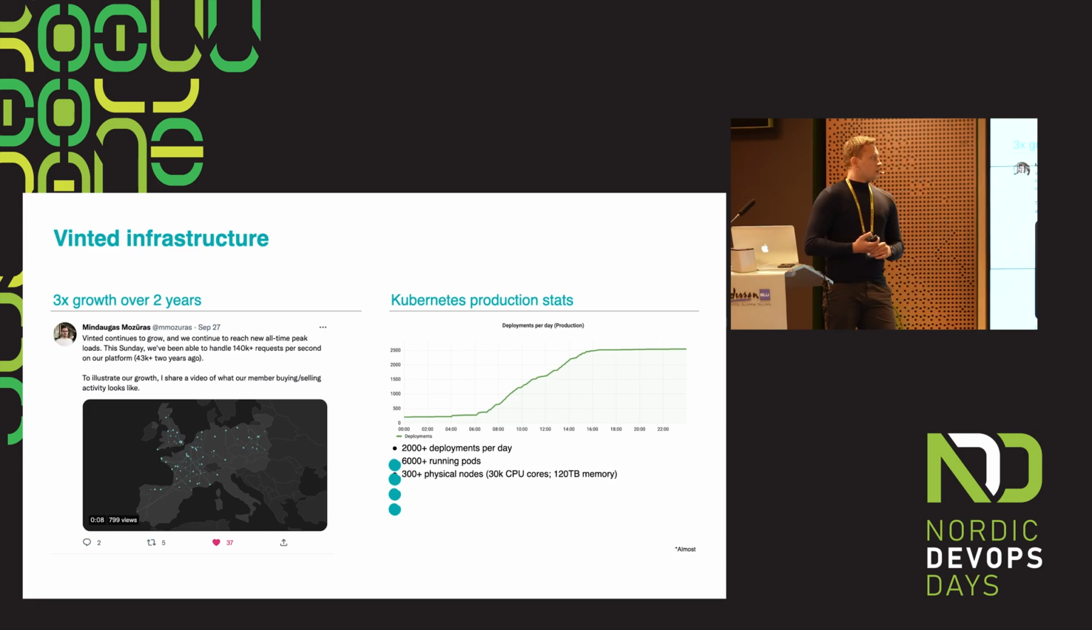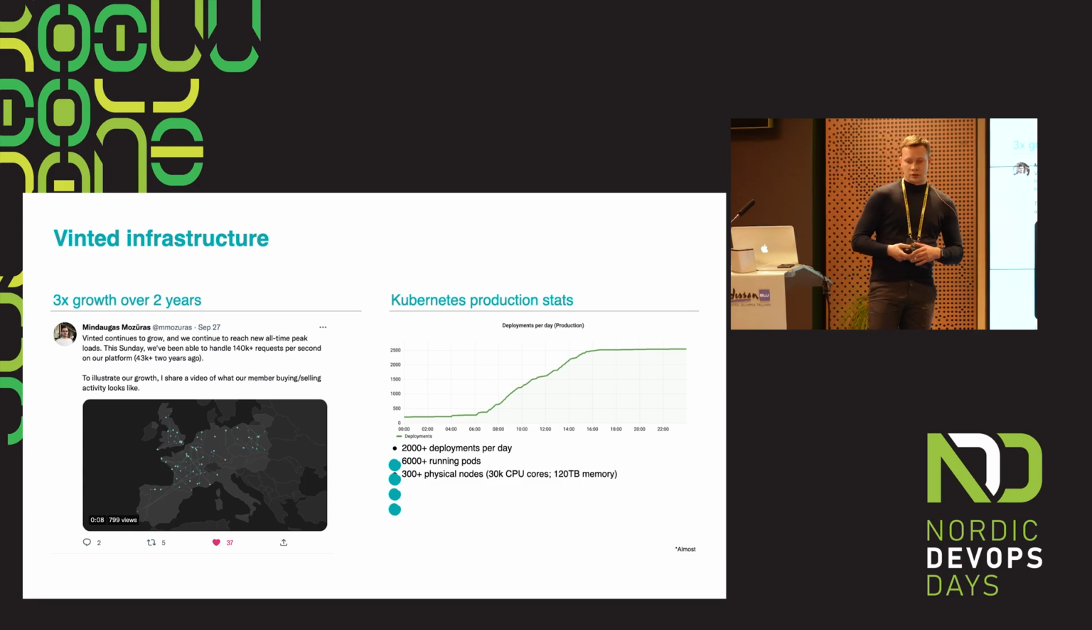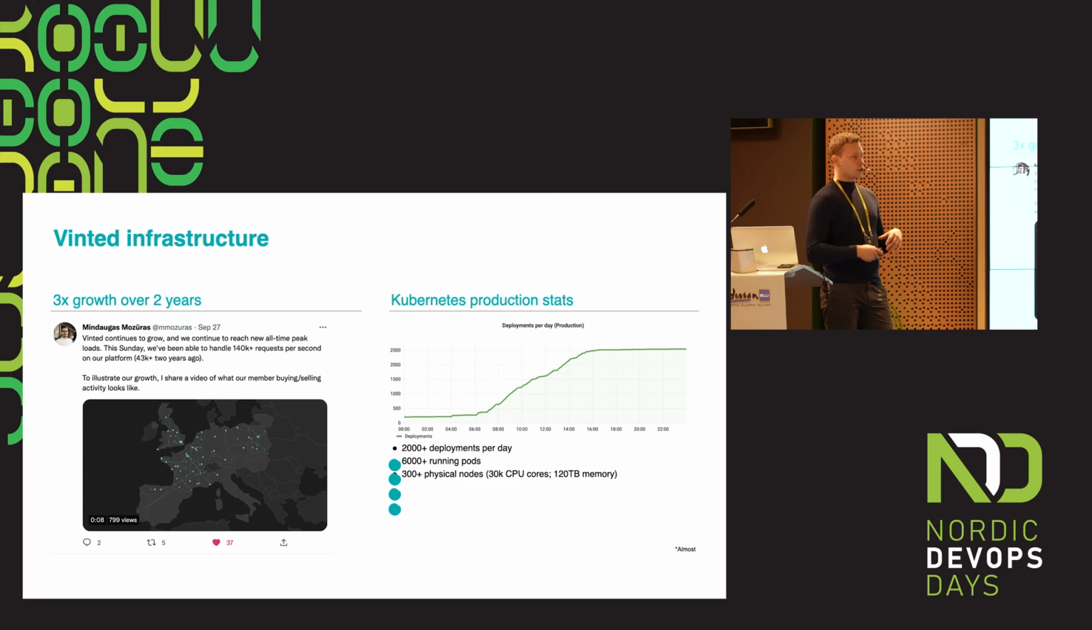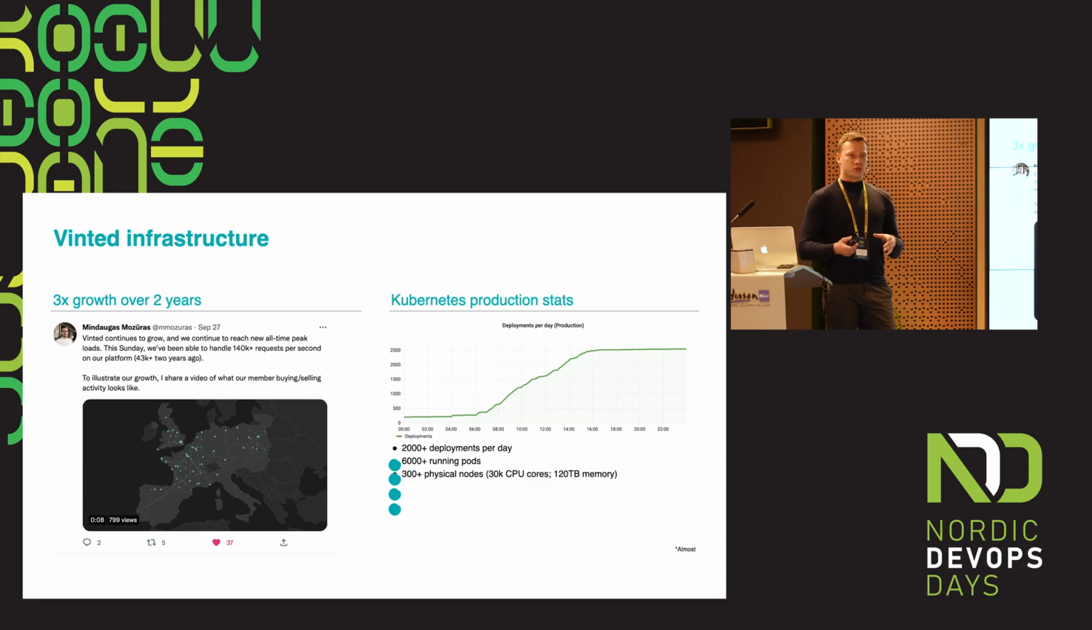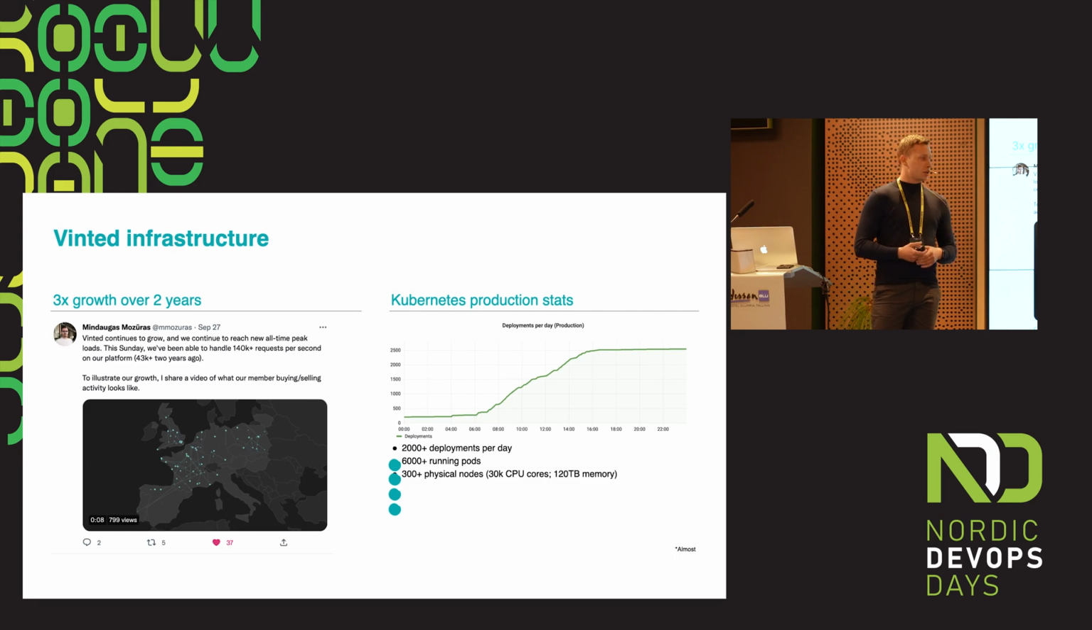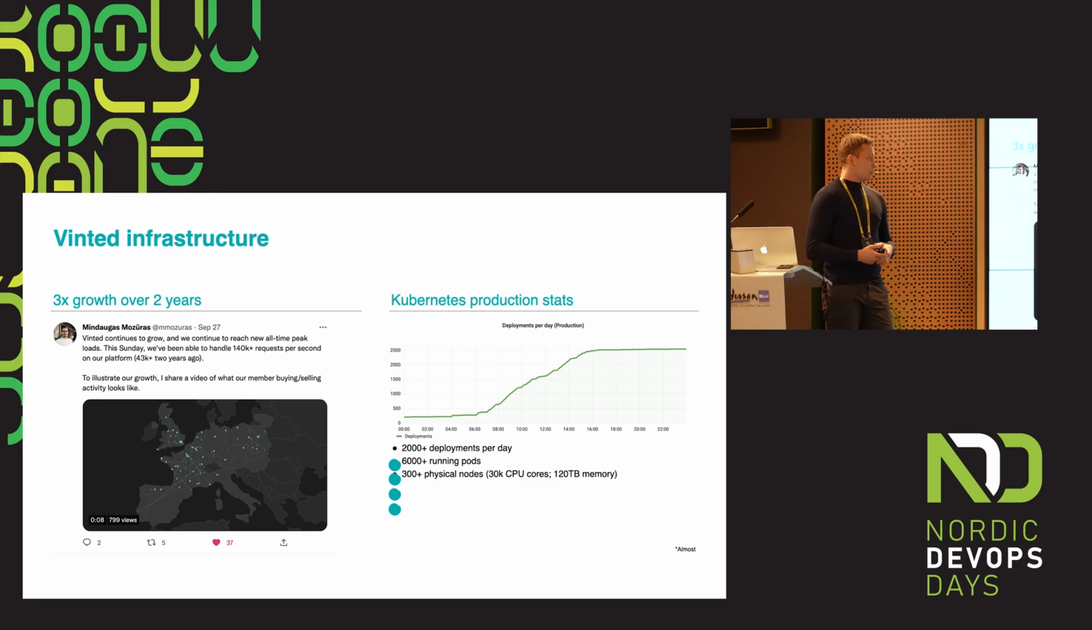And I'll give you a brief overview of the Vinted infrastructure, just so you would know at what scale we're using GitOps. So first of all, almost all of our services are running in production on Kubernetes, with the exclusion of databases and some stateful applications. So basically in Kubernetes, we're running only stateless apps. Using GitOps, we do have more than 2,000 deployments per day.